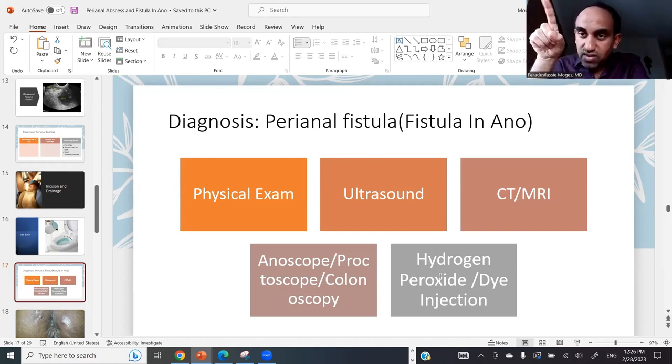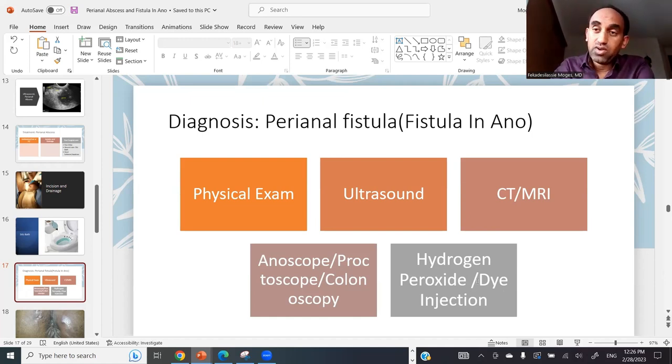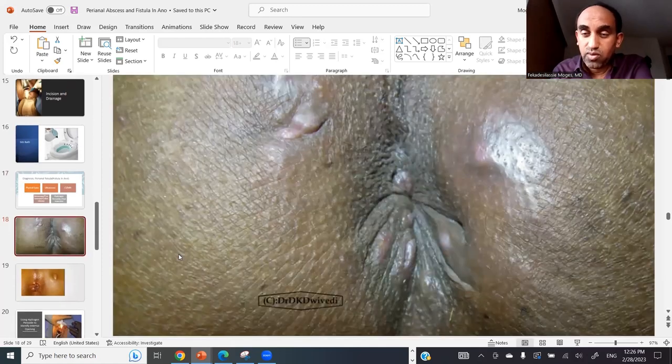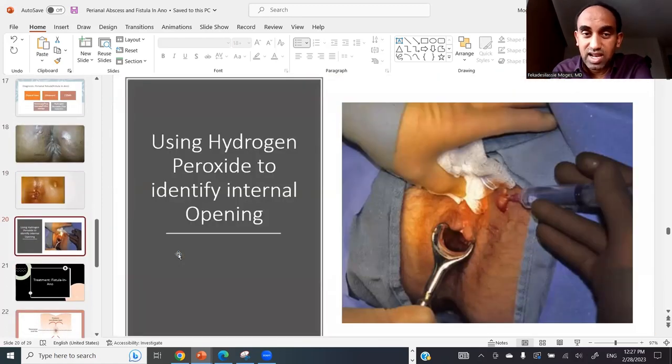So you try to identify where exactly that hydrogen peroxide is coming from, or you can also inject some methylene blue or other dyes, and you can see where exactly the dye is coming from. That way you identify the internal opening. Why do we need it? Because we need to identify both the external and the internal openings so that we can connect the two. We do a fistulotomy eventually.